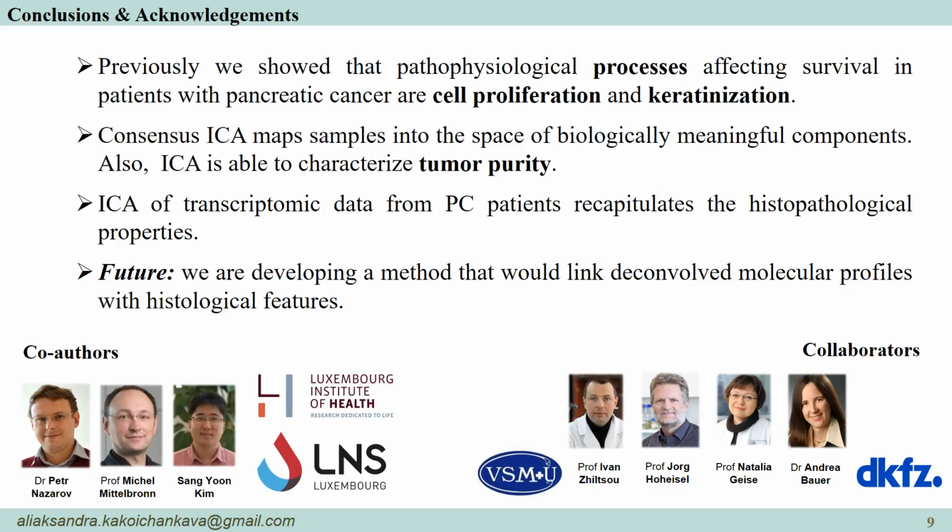Previously, we showed that the pathophysiological processes affecting survival in patients with pancreatic cancer are cell proliferation and keratinization. Consensus ICA maps samples into the space of biologically meaningful components. Also, ICA is able to characterize tumor purity. ICA of transcriptomic data from pancreatic cancer patients recapitulates the histopathological properties. In the future, we are developing a method that would link the convolved molecular profiles with histological features.